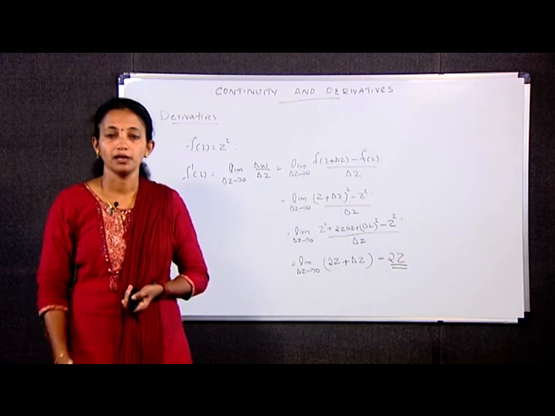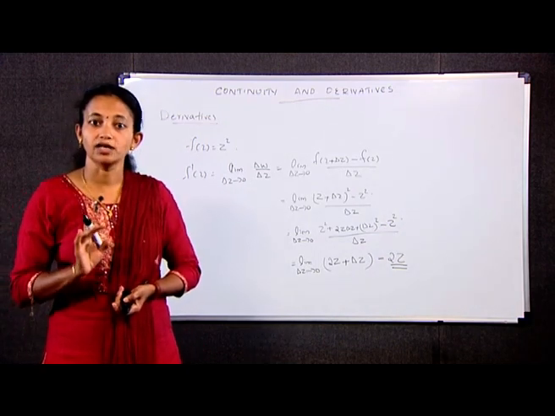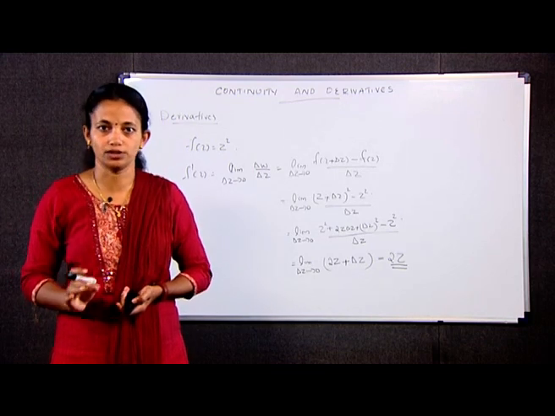Next we have an example. If f(z) is equal to mod z square, we show that the derivative exists only at the origin.